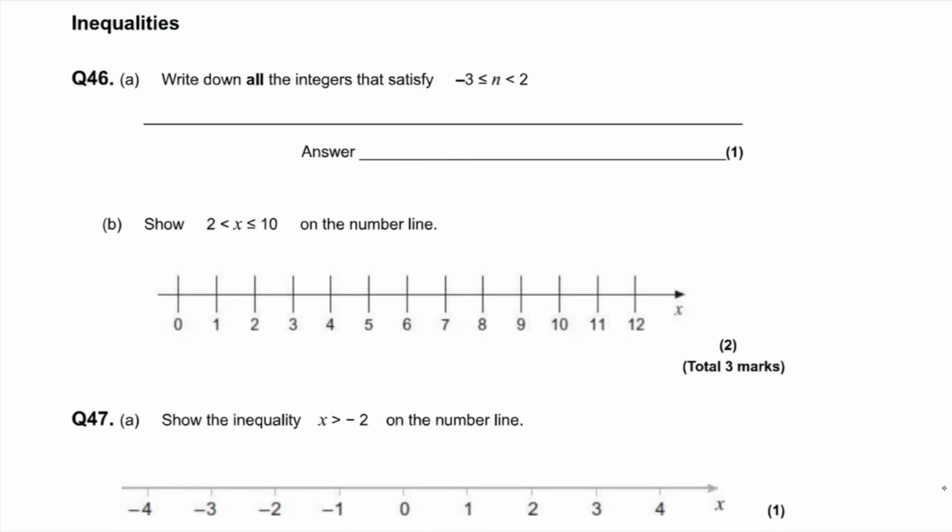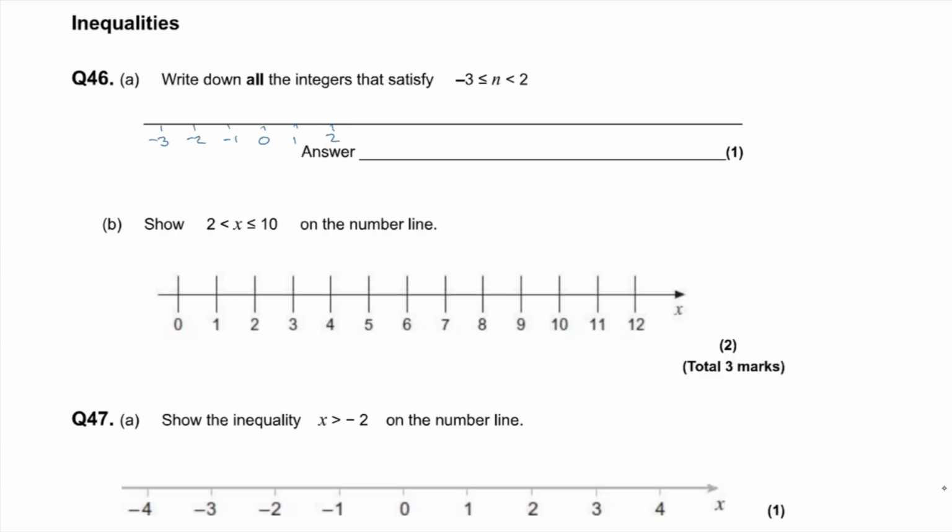Moving on to inequalities, question 46a says write down all the integer values that satisfy minus 3 is less than or equal to n, which is less than 2. Okay. Now imagine a number line with those numbers on it. I'm just going to use the line they're giving me because it's quicker than drawing a line. Minus 3, minus 2, minus 1, 0, 1, and then 2. They're all the numbers between minus 3 and 2.